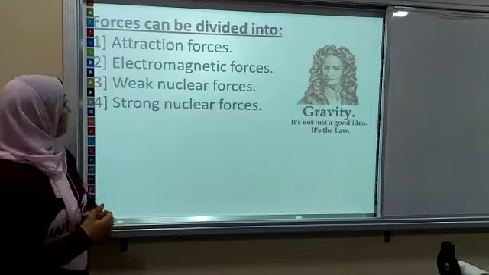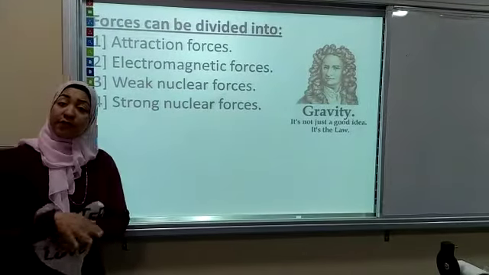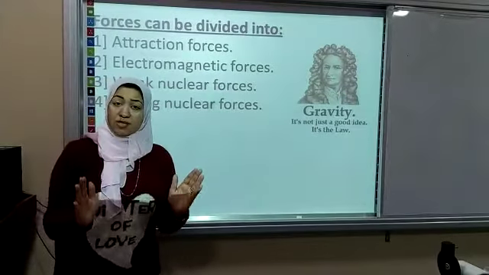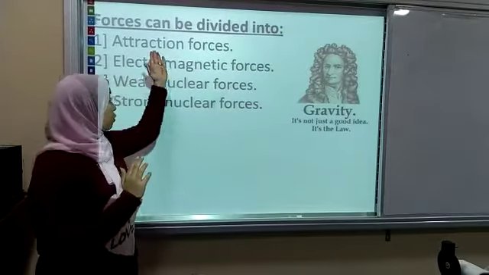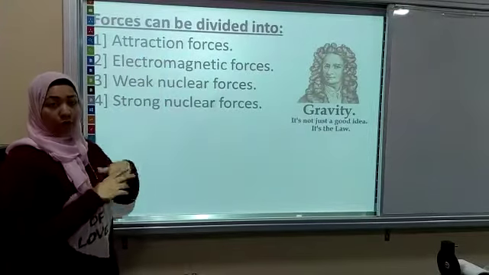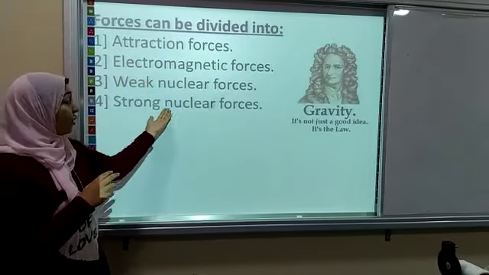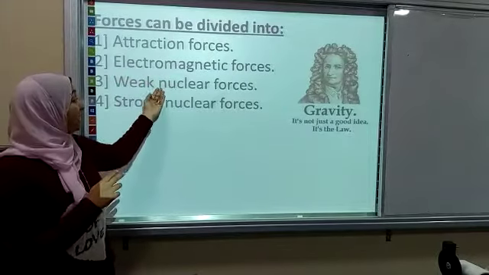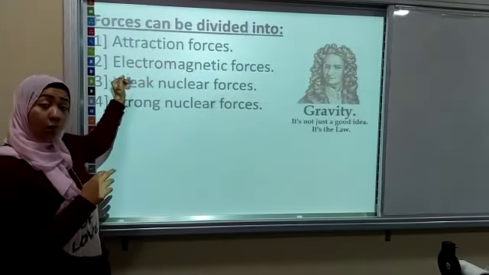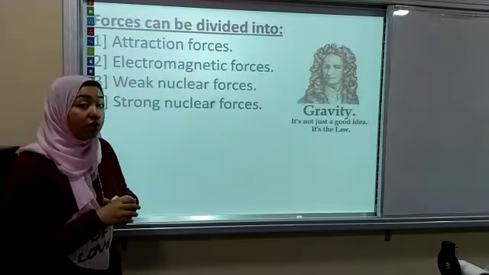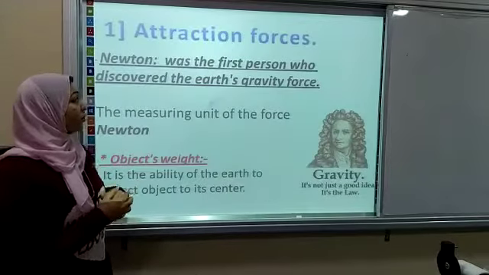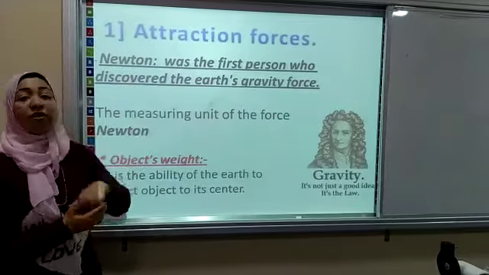Let's continue. Now we are going to divide the forces into 3 forces we are discussing in this lesson. First, we're going to start with the attraction force, and then electromagnetic forces. Third one, the nuclear force. And the nuclear force has 2 types, weak nuclear force and strong nuclear force. Let's start with the first one, the attraction force.